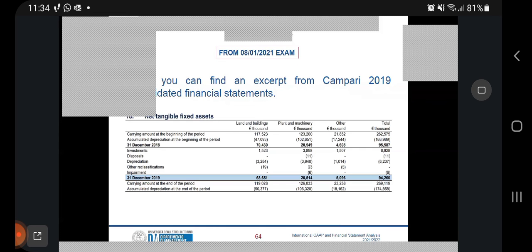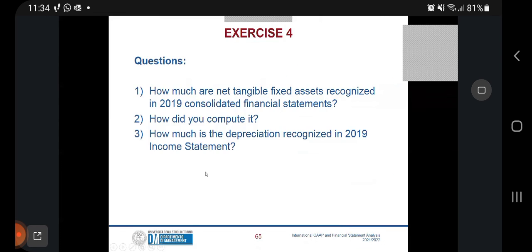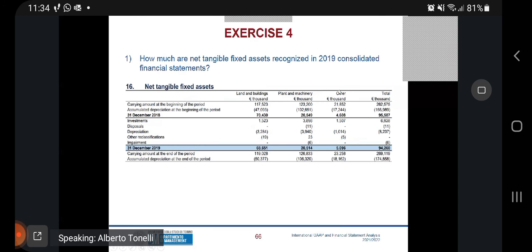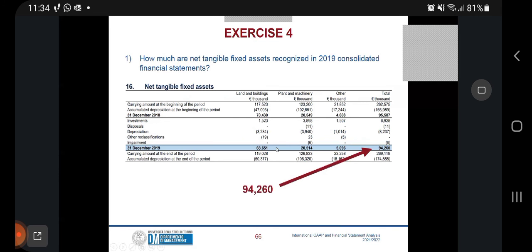First question, how much are net tangible fixed assets recognized in 2019 consolidated financial statements? So the correct value is 94,260. Is it clear? You have to consider just the total, the last column, not the excerpt.